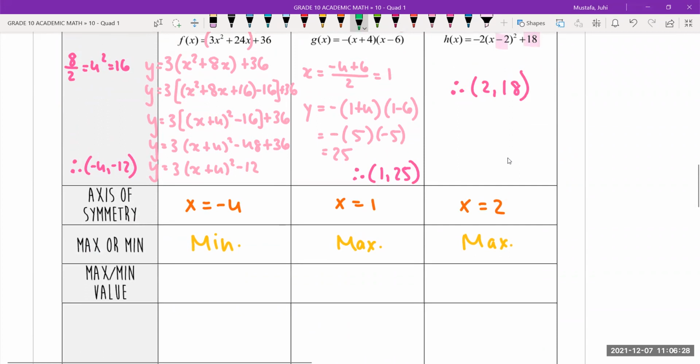How can I figure out the value of the minimum or maximum? Arvel? Yes, exactly. So in order to figure out the minimum or maximum value, it's just the y coordinate of the vertex. So in this one, it's going to be y is equal to -12. In this one, it's going to be y is equal to 25. And in this one, it's going to be y is equal to 18. So honestly, once you figure out the vertex, the rest of everything else is very straightforward.